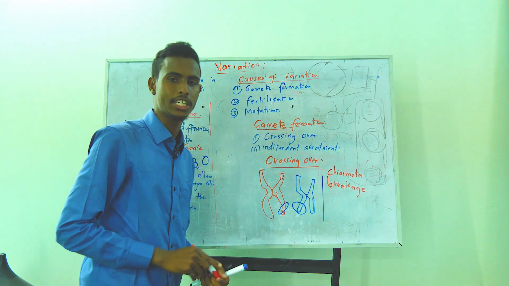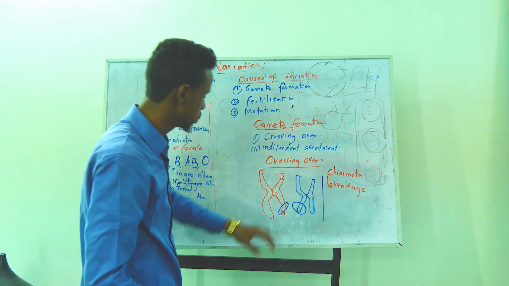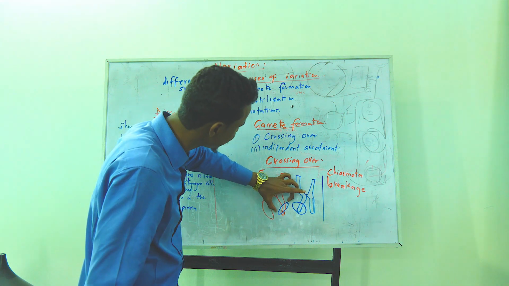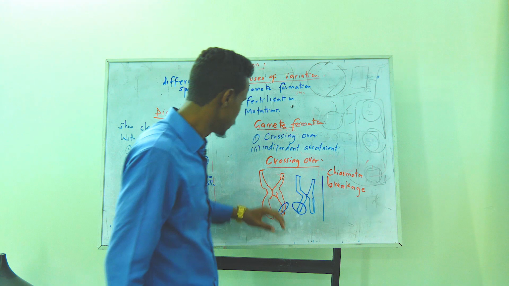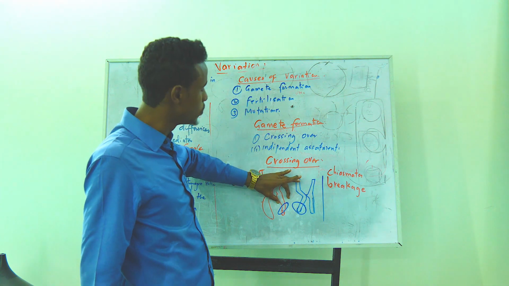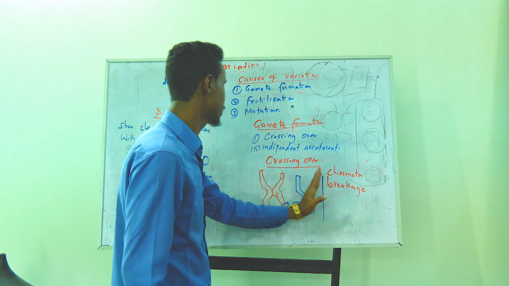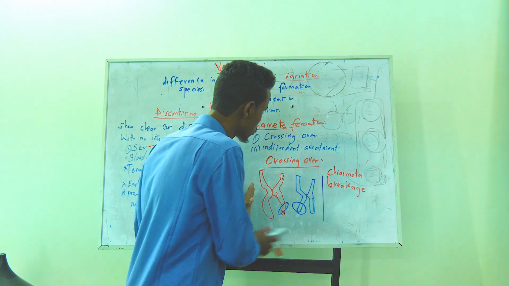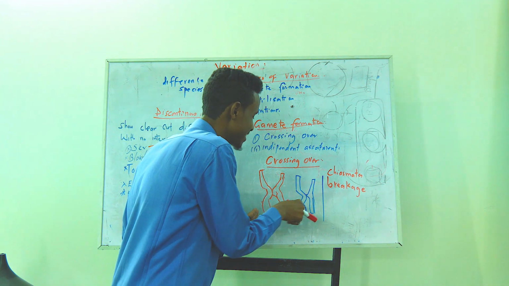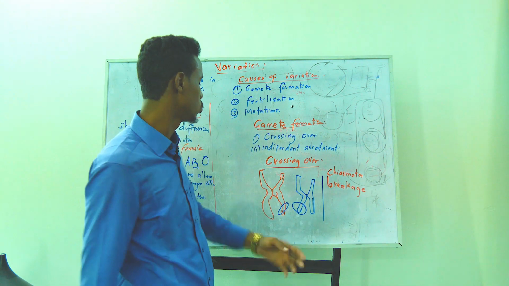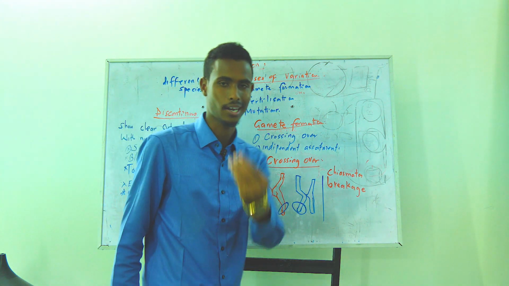Once they undergo breakage, genetic material is being exchanged. And when genetic material is being exchanged, there will be variation. Because this one was having some genetic information, and this one was having some genetic information, and these are non-sister chromatids, they are going to exchange the genetic information, and therefore they're going to bring out variation.